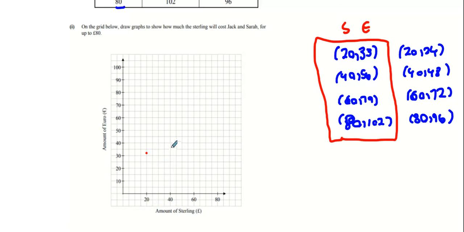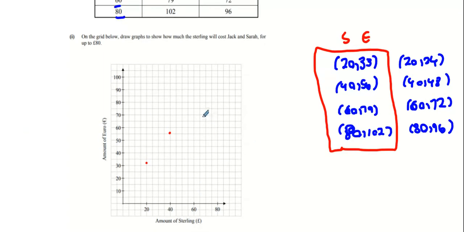40, 56 will be just above halfway between 50 and 60. There. 60, 79 will just be under the 80 mark. And then 80, 102 will just be above the 100 mark there. I think we have a straight line for that one. Yeah, very close to straight.